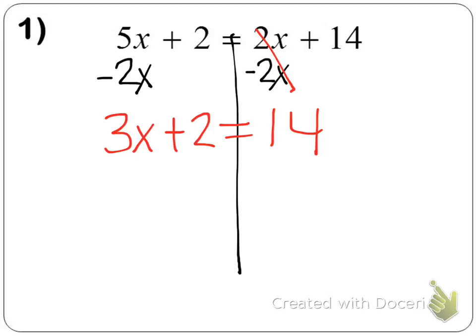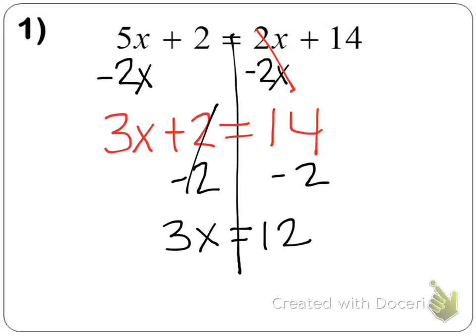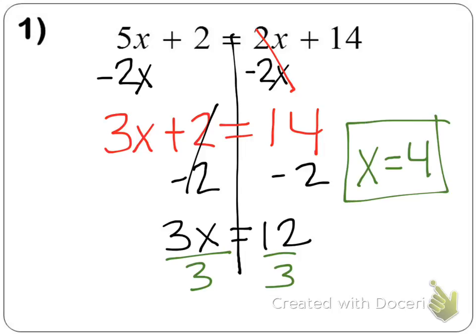Now what? Subtract 2 from both sides. This should look just like the two-steppers we've been doing for about a week or so. This gives me 3x equals 12. And what do we do? Divide by 3. And what does x equal? What's 12 divided by 3? 4. Very good. Questions?